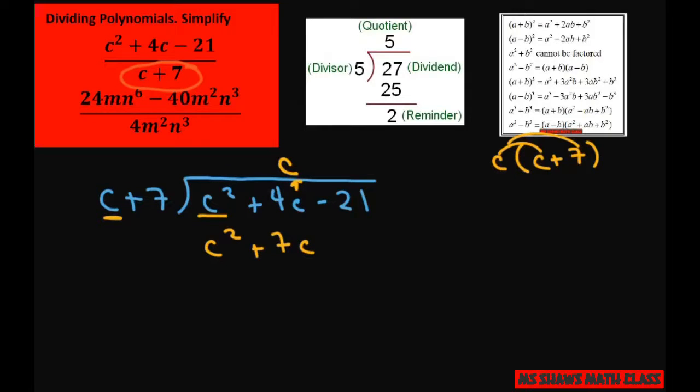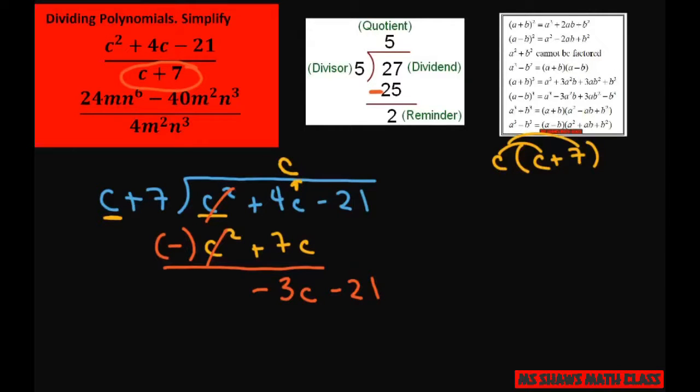And then we're going to subtract, just like you do with this. We're going to subtract, and since we're subtracting both terms, I put this in parentheses and subtract both terms. So we have c squared minus c squared is 0. So that cancels out, really, the 0 property. And 4c minus a positive 7c. So minus a positive is a negative. So that's going to be minus 3c minus 21.